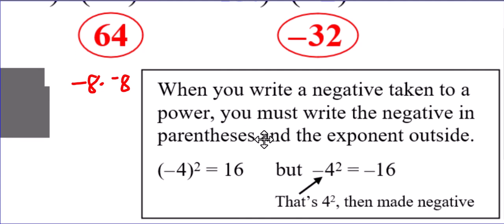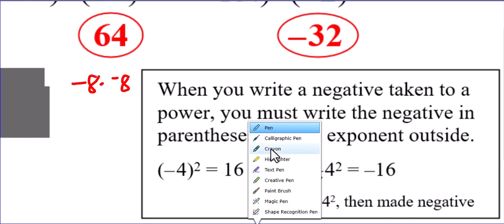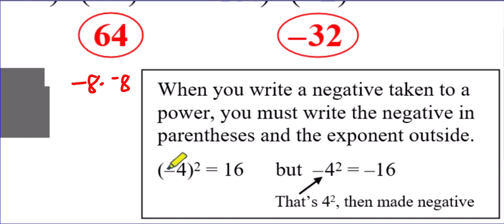Now, little box at the bottom here. Don't ignore this. You might want to put some stars around this because details matter. When you write a negative number taken to a power, meaning exponents, you must write the negative in parentheses and the exponent outside. Now, that's written like this. The negative is in parentheses and the exponent is outside. That is the official way of showing a negative number to a power.